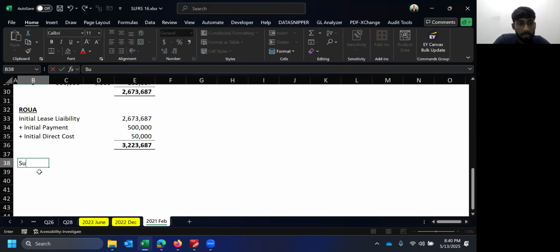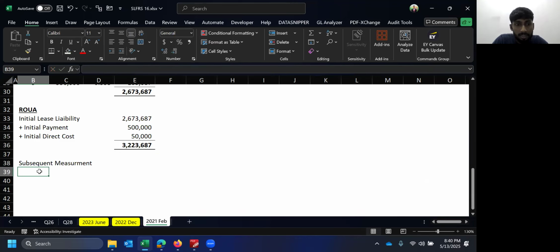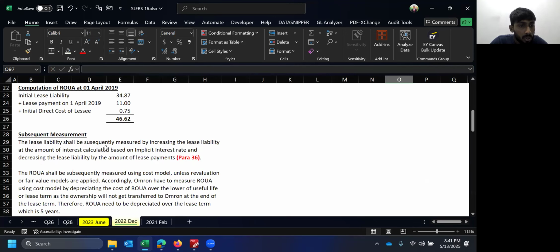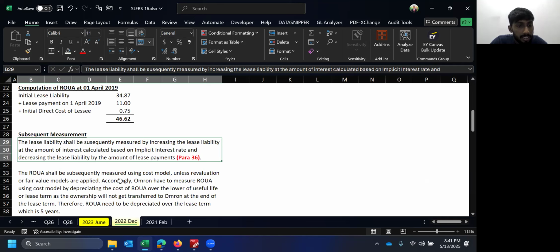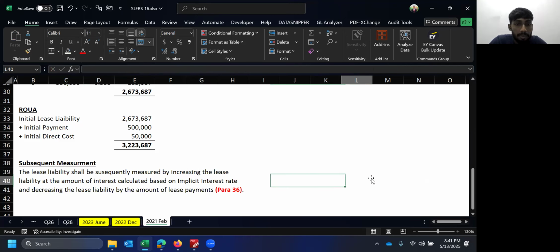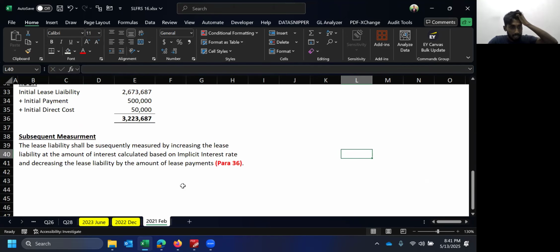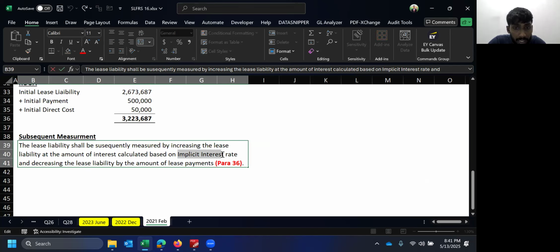So subsequent measurement, same as in the previous question, you need to mention here that the lease liability shall be subsequently measured by increasing the lease liability by the amount of interest based on the incremental borrowing rate. Here it's the incremental borrowing rate.